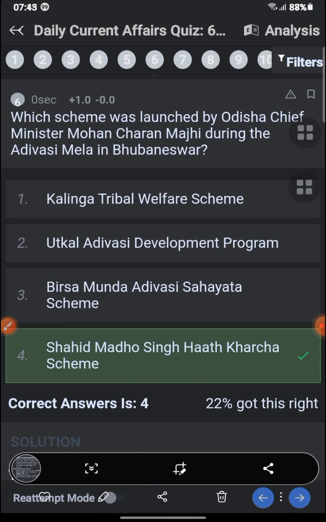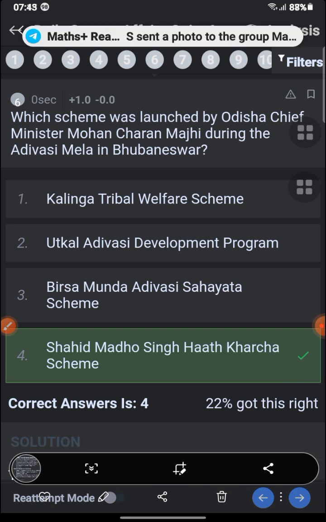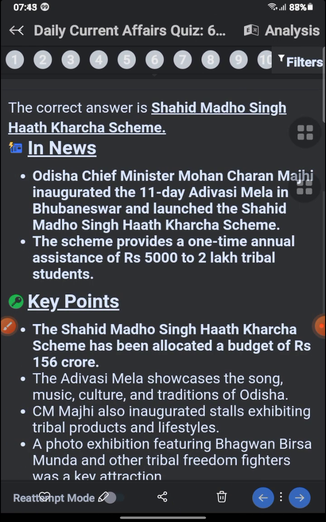Which scheme did Odisha Chief Minister Mohan Charan Majhi inaugurate during the Adivasi Mela in Bhubaneswar? The Shahid Madho Singh Health Kharcha scheme. So Odisha Chief Minister Mohan Charan Majhi inaugurated the 11-day Adivasi Mela, and the Shahid Madho Singh Health Kharcha scheme was inaugurated. It gives 5,000 annual assistance to 2 lakh tribal students. The Shahid Madho Singh Health Kharcha budget was 156 crore.